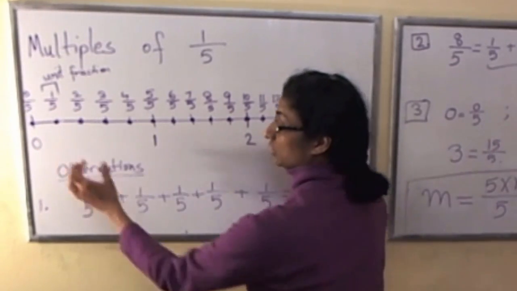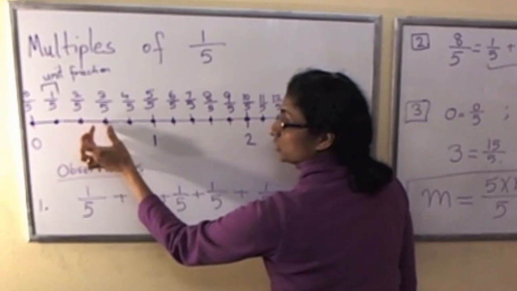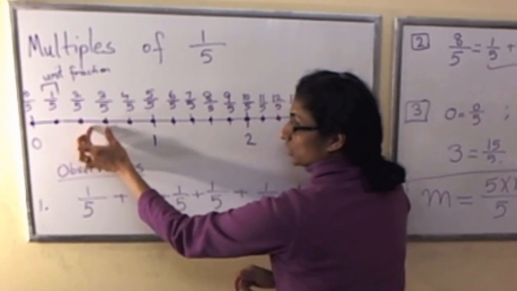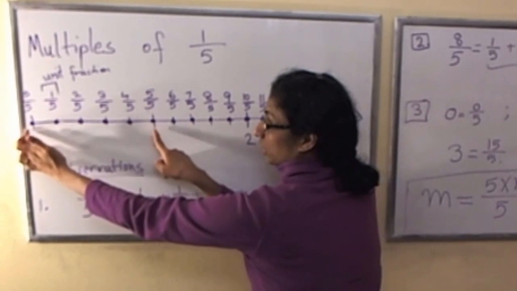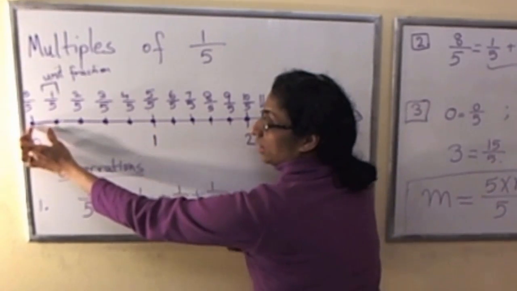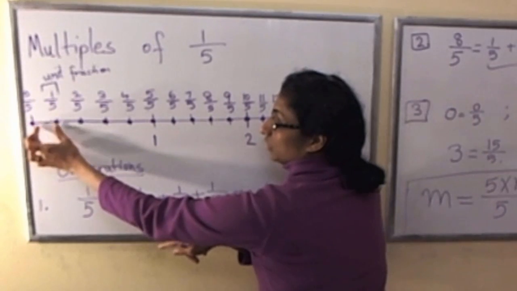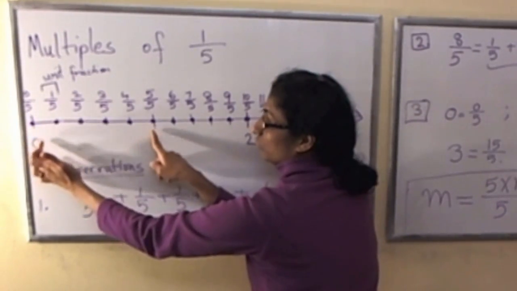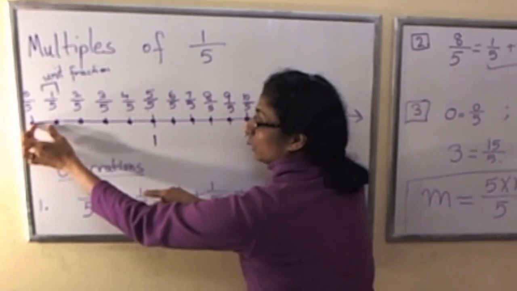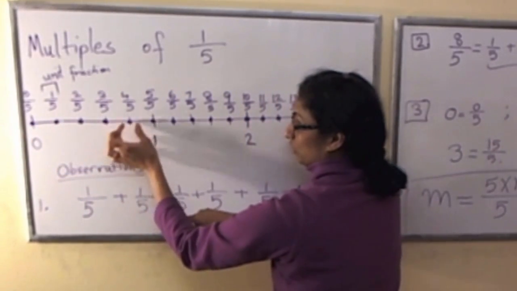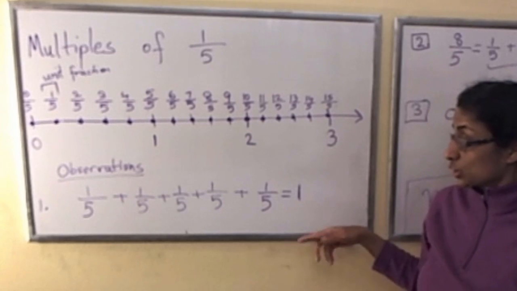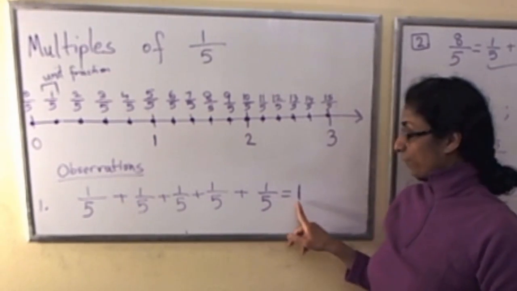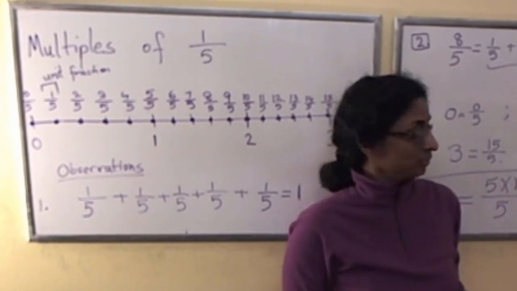Once you make that observation and you tell them that each piece is of length a fifth, then they can see 5 of those 1/5 make up a 1. This segment is of length 1, and it's made up of 5 of these shorter segments, each one of length 1/5. So 1 equals 1/5 plus 1/5 plus 1/5 plus 1/5 plus 1/5, just like this. So 5 fifths, 5 1/5ths make up a 1. That can be their first observation.